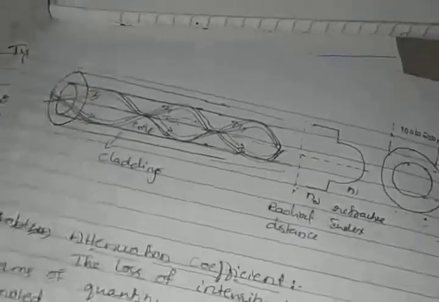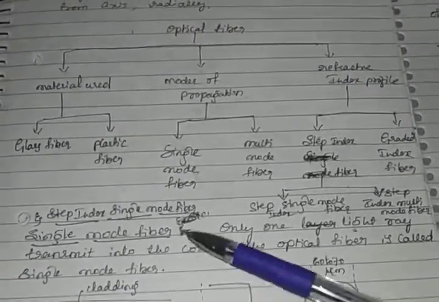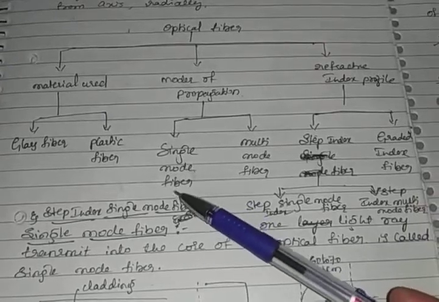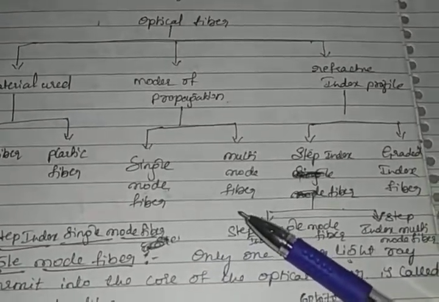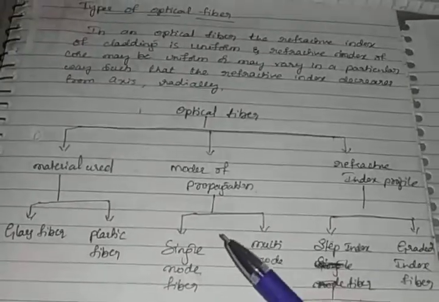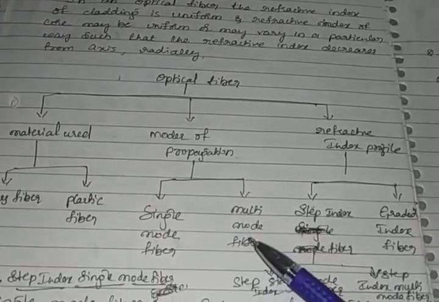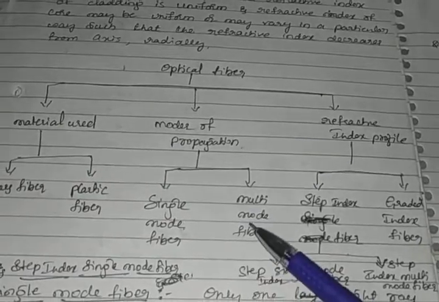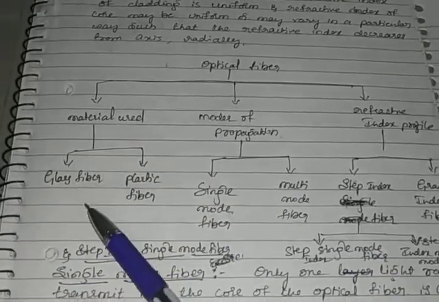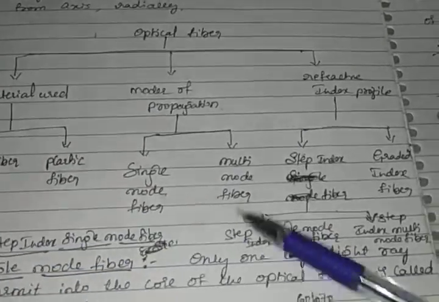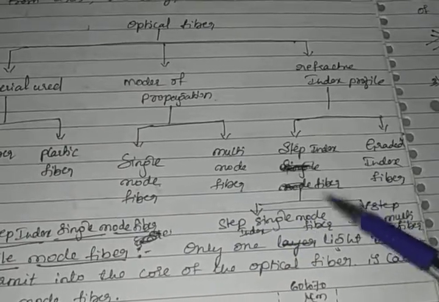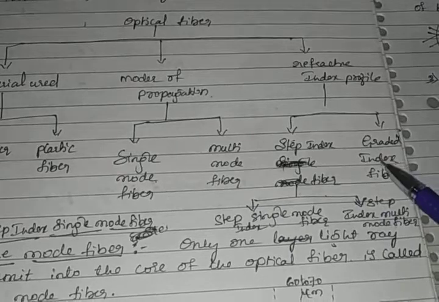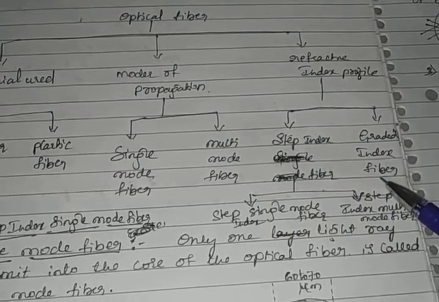So these three types have advantages, disadvantages, and also applications. Types of optical fiber is an important question from the exam point of view. Okay, the important things here are single mode fiber, multi-mode fiber, step index single mode fiber, and graded index fiber.